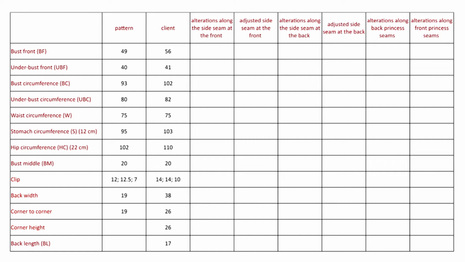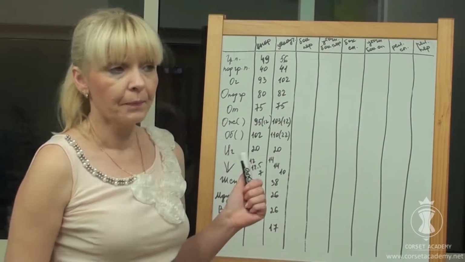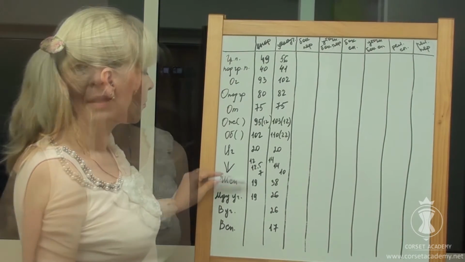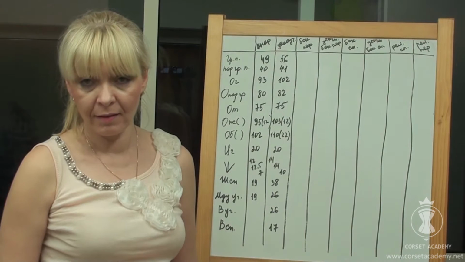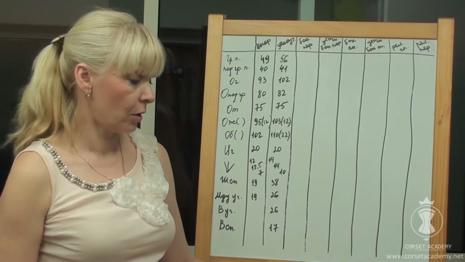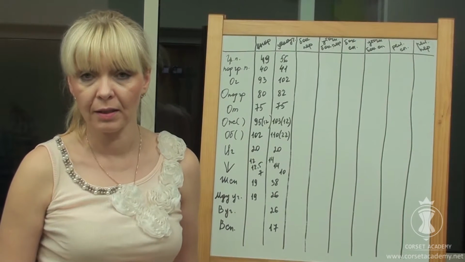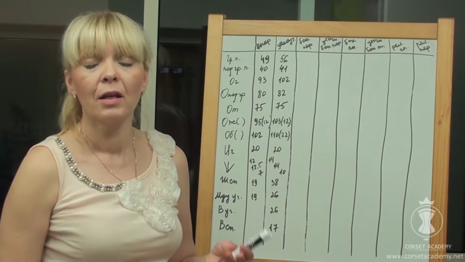I draw a table with 8 columns. The first column contains the dimensions of the standard pattern, while the second column is meant for recording individual clients' measurements. Let me remind you how to measure the pattern correctly. The most sensible way is to print out the pattern enclosed with this course and sew a mock-up with some plain, thick, non-stretch fabric, cotton for example.